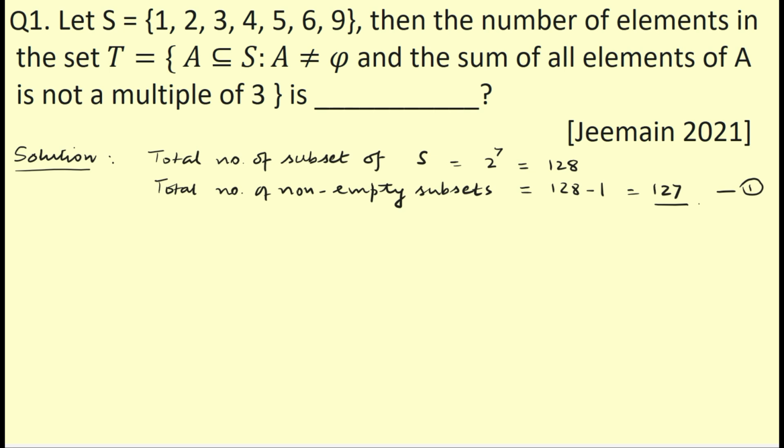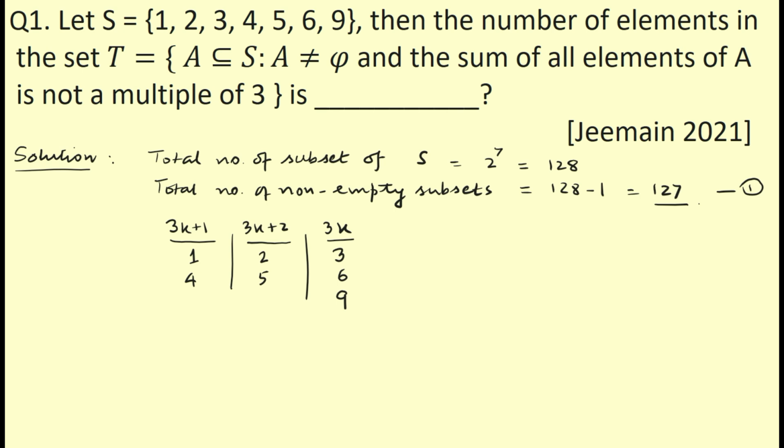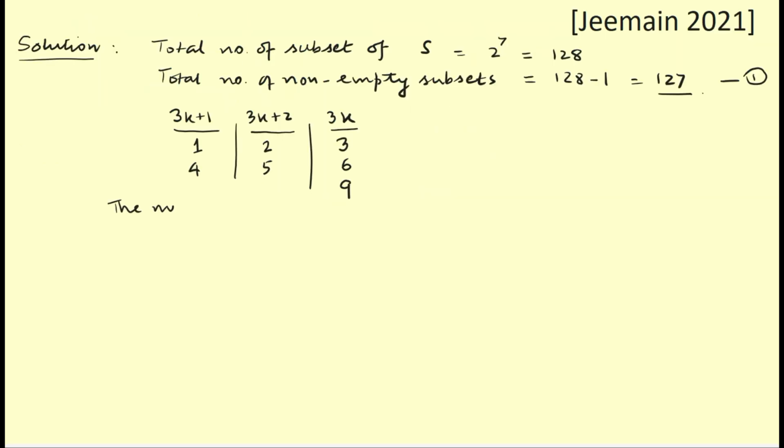Now we are going with the method of complement. We'll remove from this number the subsets in which the sum of elements is a multiple of 3. For this, we divide the numbers in the set S into 3 categories of 3k plus 1, 3k plus 2 and 3k, which means dividing by 3 we get the remainder 1, remainder 2 and remainder 0 in the third category. Why do we do this? Because this way we can very easily find out when the sum will be divisible by 3.